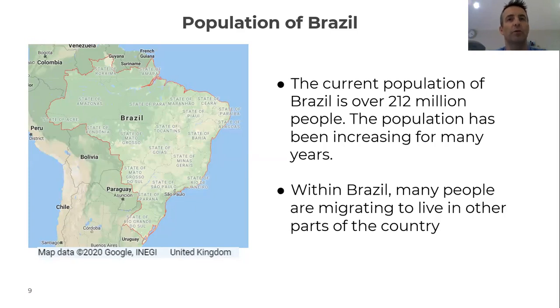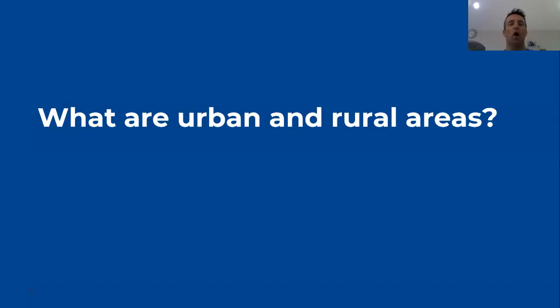And within the country of Brazil, many people are migrating to live in different parts of the country. Now, the word migrating means when you move from one area to live in another area. So lots of people are migrating from one place in Brazil to another place. And we can look at areas within Brazil as urban areas or rural areas. Now, these words, you might know them or they might be new to you. So let's have a look at what they mean.